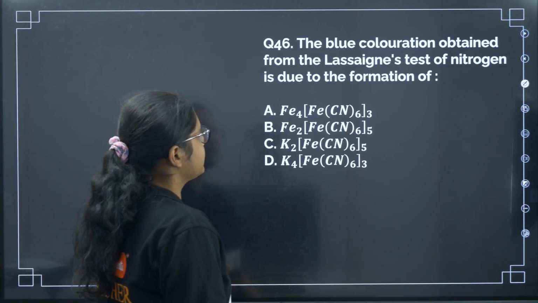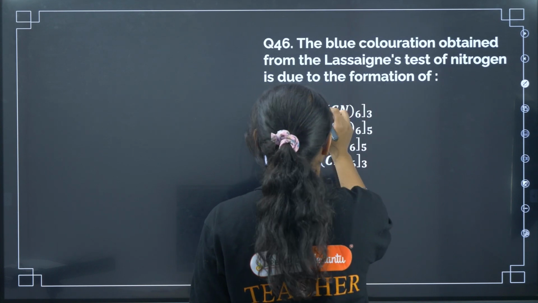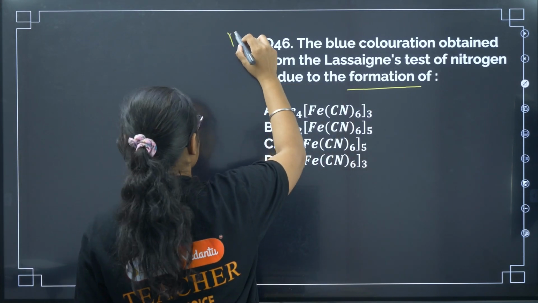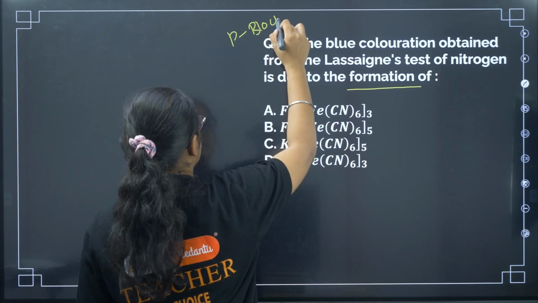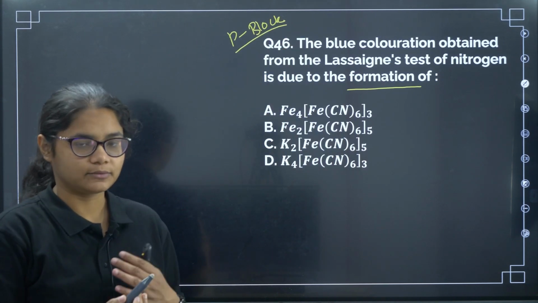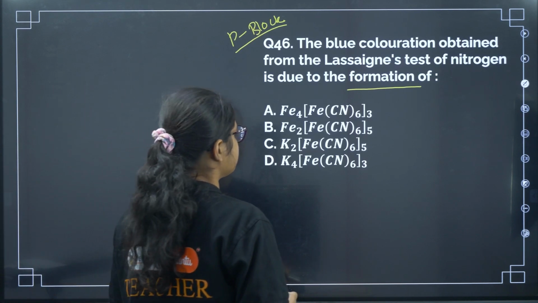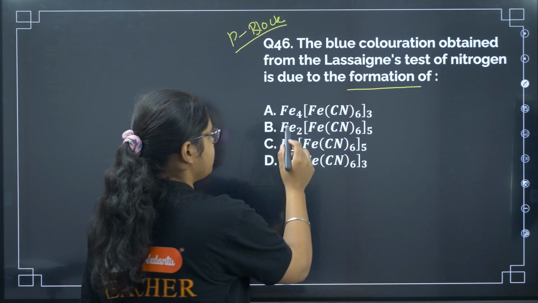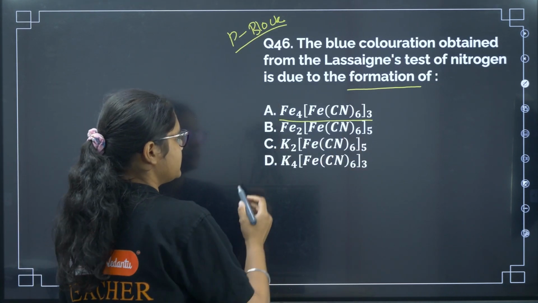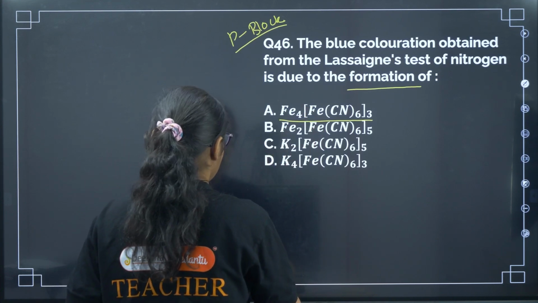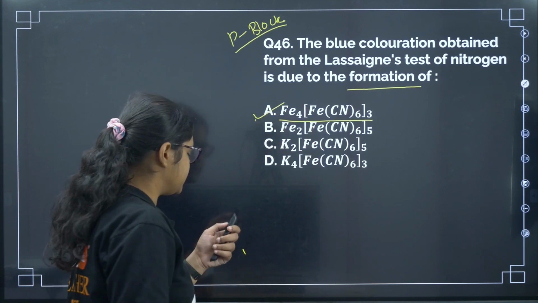Next, the blue coloration obtained from Lassaigne test of nitrogen is due to the formation of. So this is also from your P block, okay? But this one is also there in your salt analysis and all, Prussian blue formation. So that's why you can expect this question. So that is due to the formation of Fe4[Fe(CN)6]3, okay? So the correct answer for this question is option number A, okay?